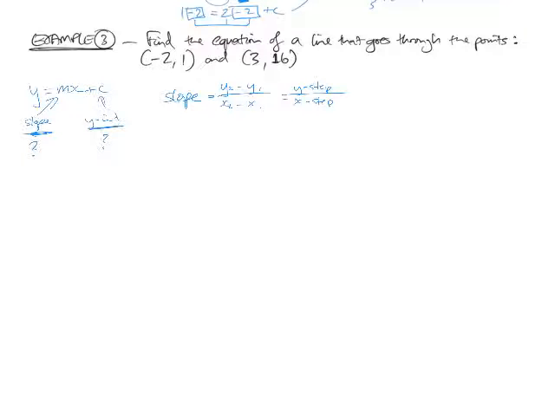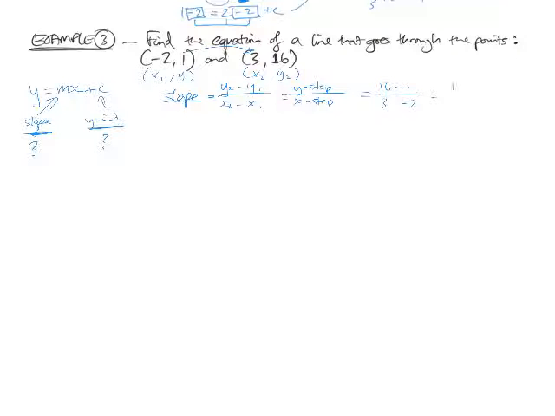Alright, so to help us out, we could write that. It goes through the points (-2, 1) to (3, 16). So this is x1, this is y1, this is x2, and this is y2. That'll help us fill this out. So y2 is 16, and y1 is 1. And x2 is 3, take x1, which is -2.